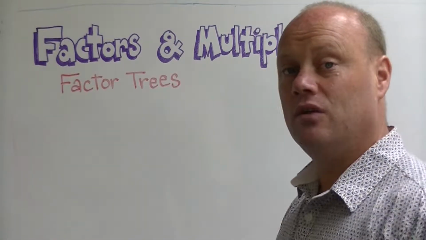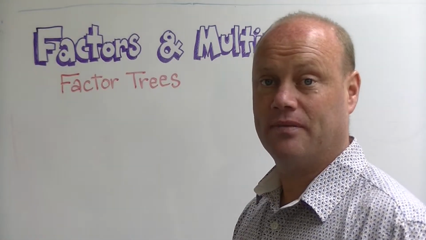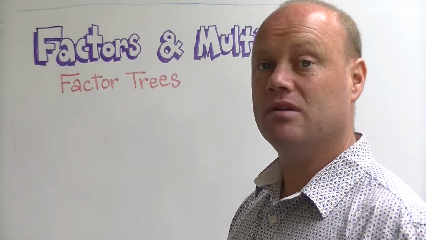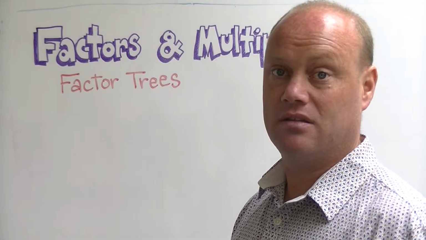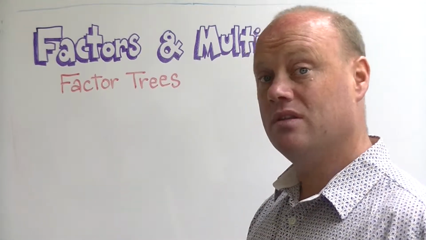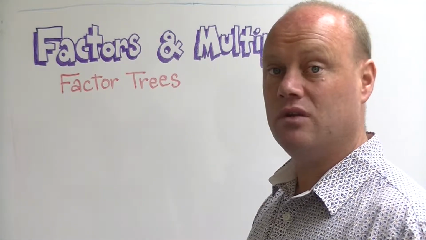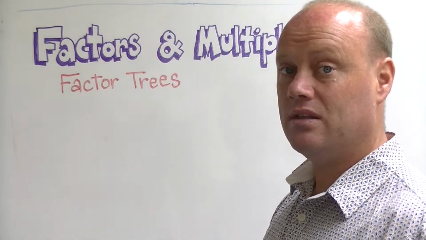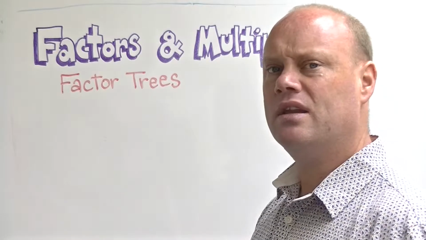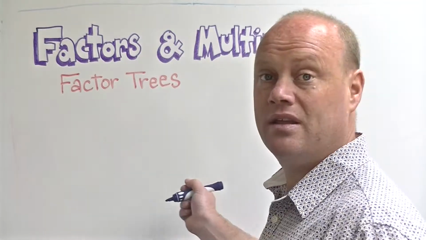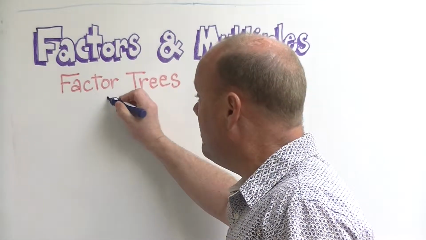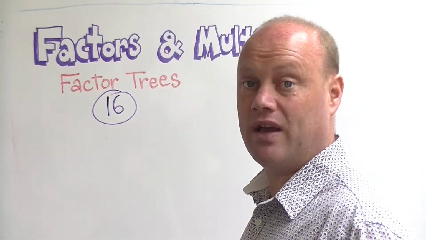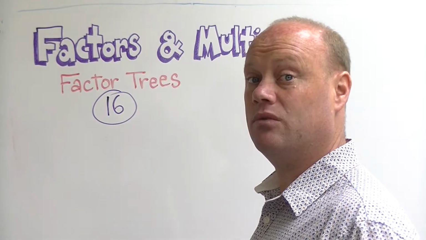Okay, we're going to have a little look at something that we call a factor tree. A factor tree is a way of breaking down numbers into their lowest factors. And while we do this, it can be a really helpful strategy for solving multiplication and division problems. So let's look at an example. Let's use 16. So I'm going to find the factors of 16 using a factor tree. This can be done in some different ways.